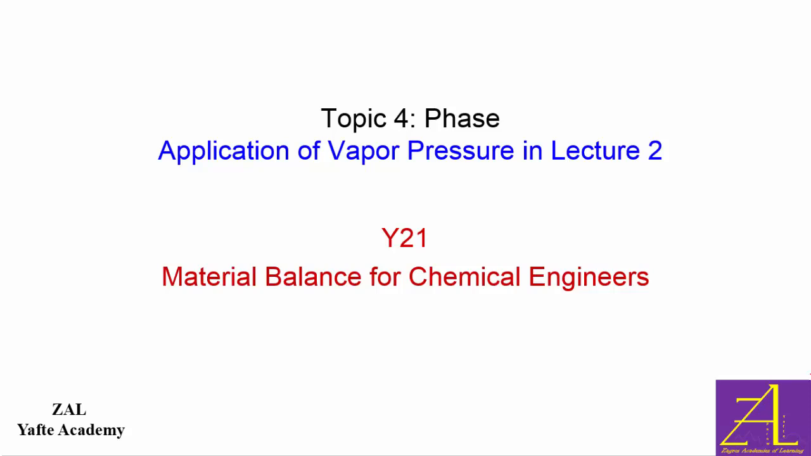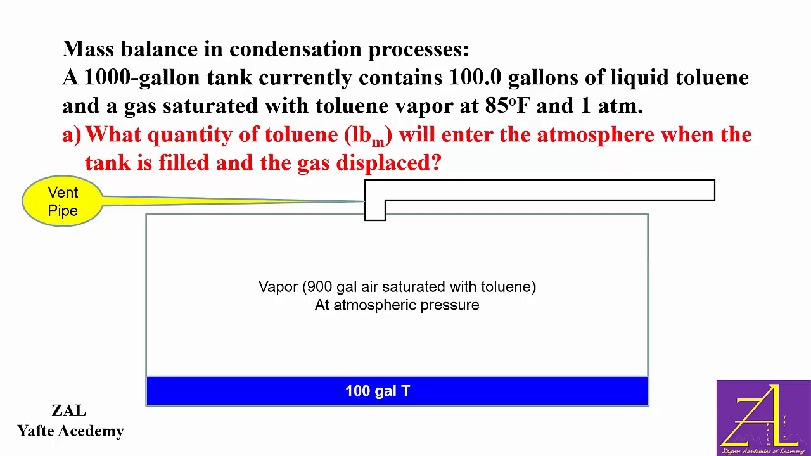This video is a supplement to the application of vapor pressure in Lecture 2 of Topic 4. This problem is Exercise 1 given in Lecture Note 2. The process in this problem happens every day in industrial or commercial sites where they have tanks to store fuel or chemicals. In this problem, the chemical is toluene.